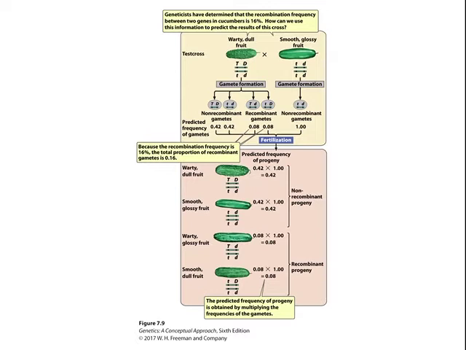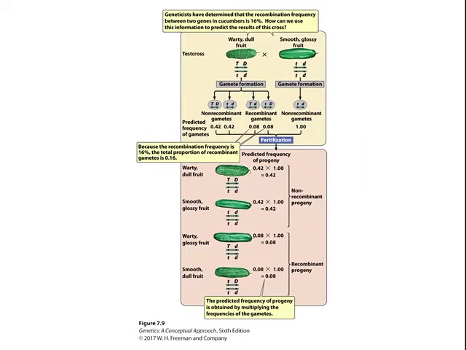Example here in cucumbers, smooth fruit, lowercase t, is recessive to warty fruit, uppercase T, while glossy fruit, lowercase d, is recessive to dull fruit, uppercase D. Scientists have determined that these two genes exhibit a recombination frequency of 16%. Suppose that we cross a plant that's homozygous for warty dull with a plant that's homozygous for smooth glossy and carry out a test cross on the F1. What types and proportions of the progeny would you guess?